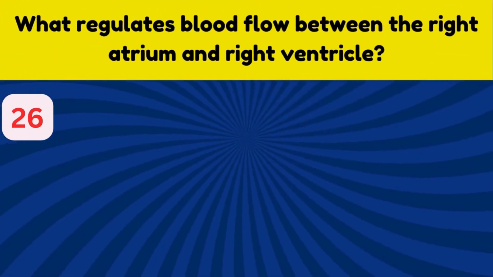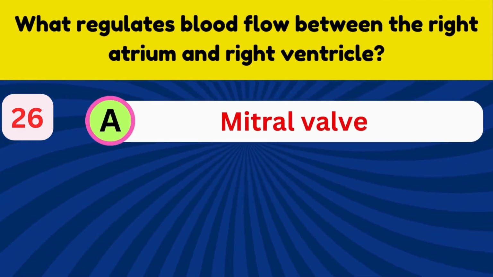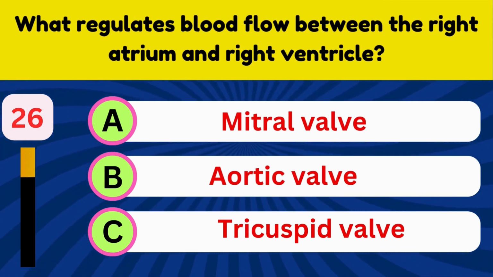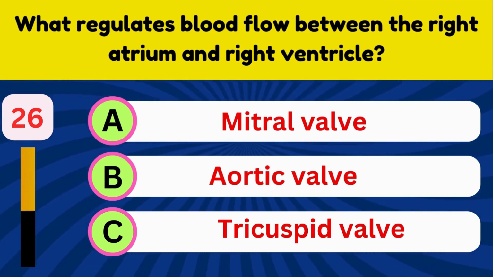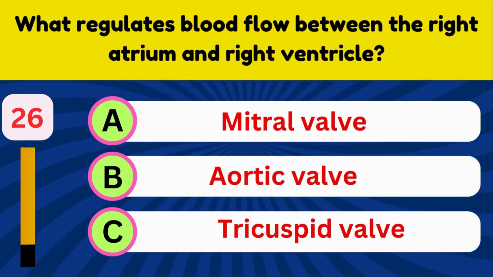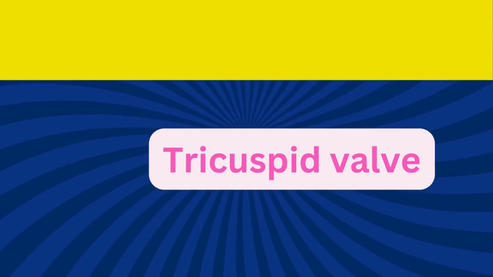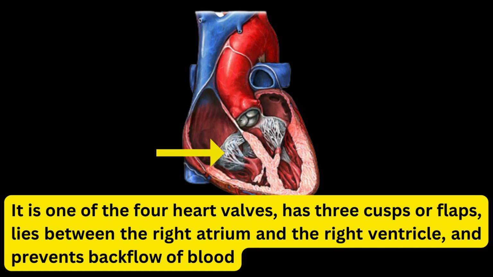What regulates blood flow between the right atrium and right ventricle? Tricuspid valve. It is one of the four heart valves, has three cusps or flaps, lies between the right atrium and the right ventricle, and prevents the backflow of blood.